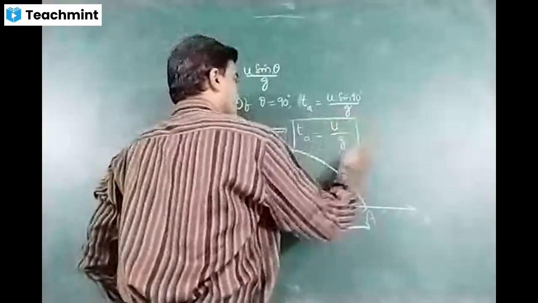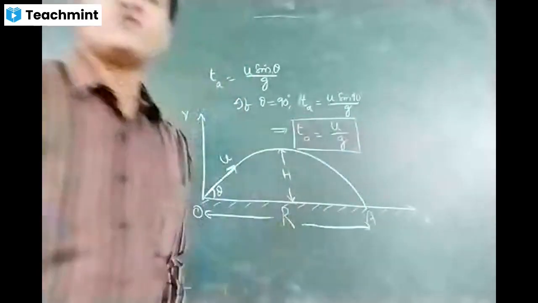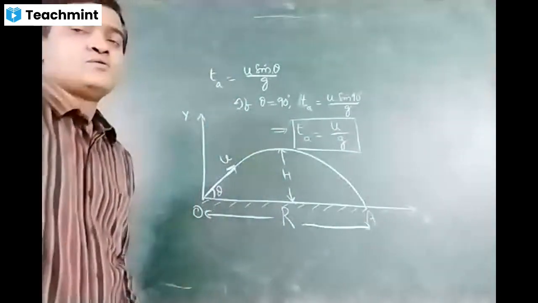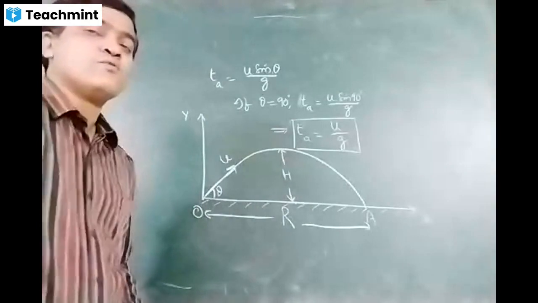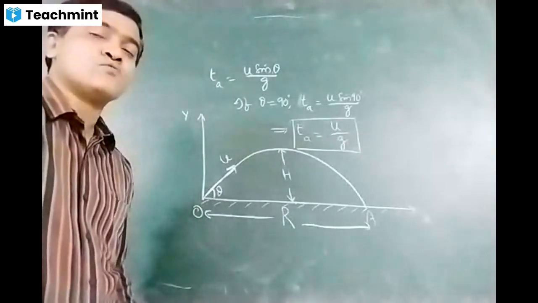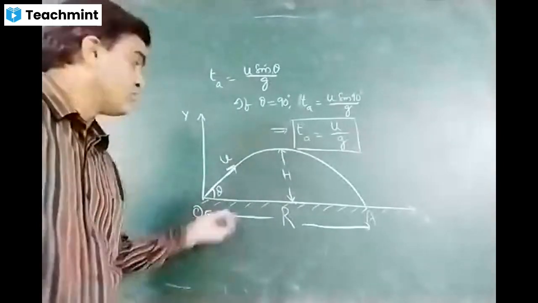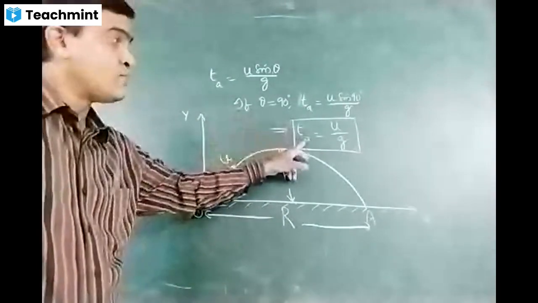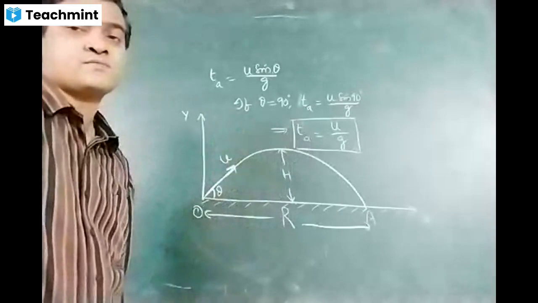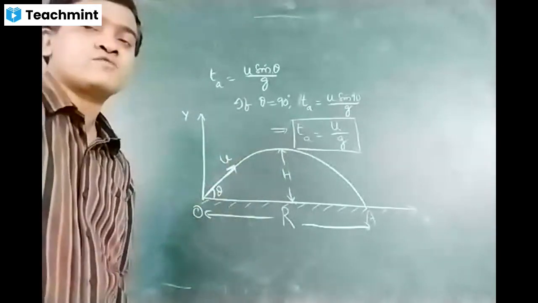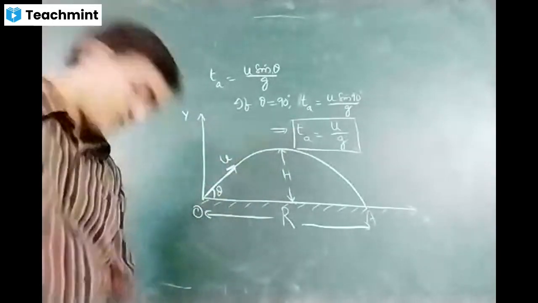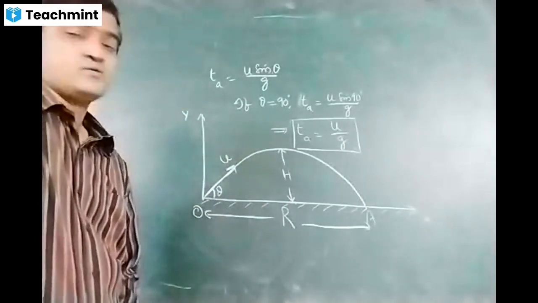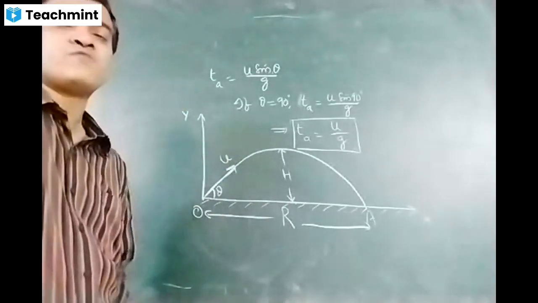When do you have to use this formula? When the angle is 90 degrees. When a particle is thrown vertically upwards, then the formula for time of ascent is u by g. Now, in what case will the range be zero? Is there a formula for time of descent?